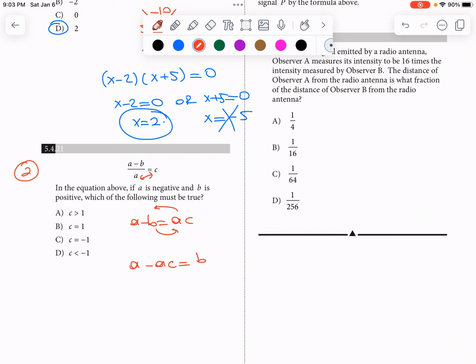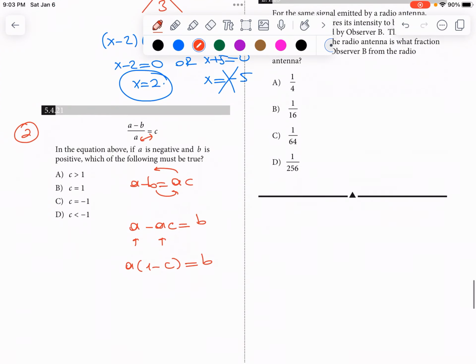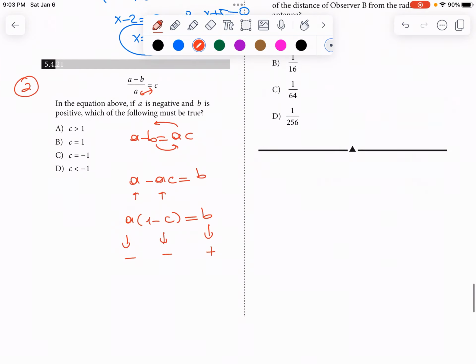Okay, so now a is the common factor for these two terms. We can factor it out. A times 1 minus c is going to be equal to b. What else do we know about the question? We know that a is a negative number and b is a positive number. If a is negative and b is positive, then 1 minus c must be, guys, negative, because negative times negative is positive. Okay, so now if 1 minus c is a negative number, then 1 minus c is going to be less than 0. So if 1 minus c is less than 0, then we can switch the sides.